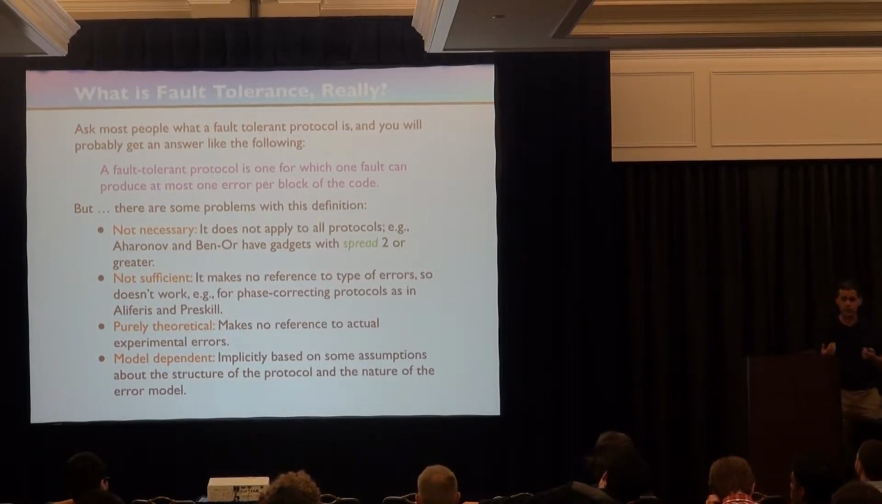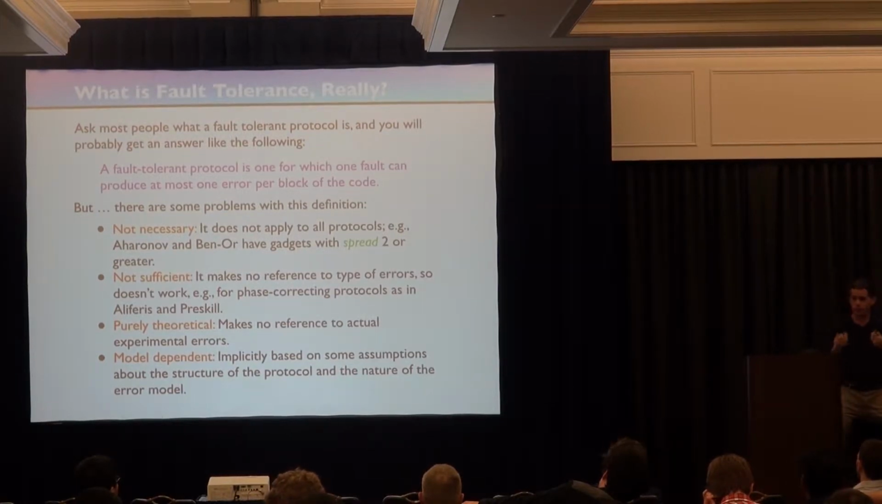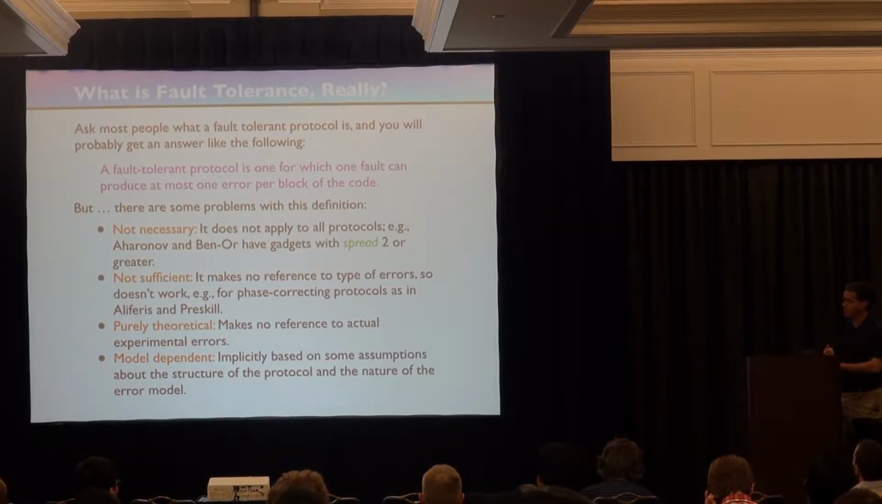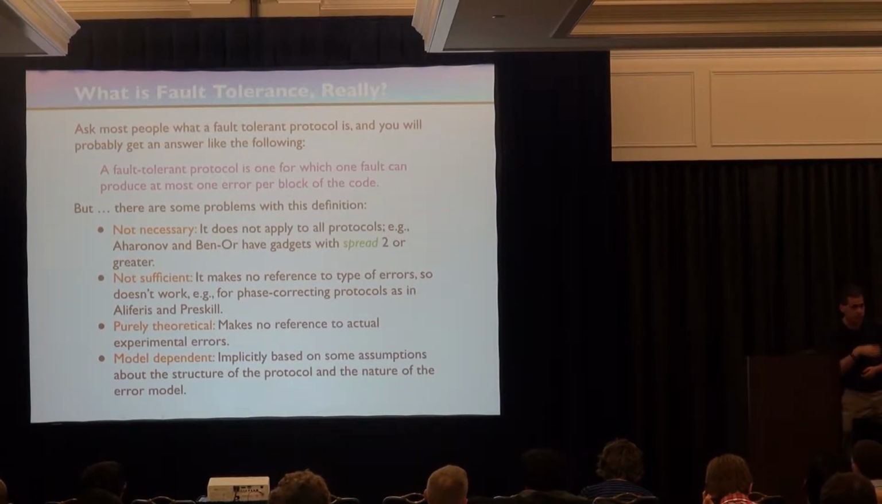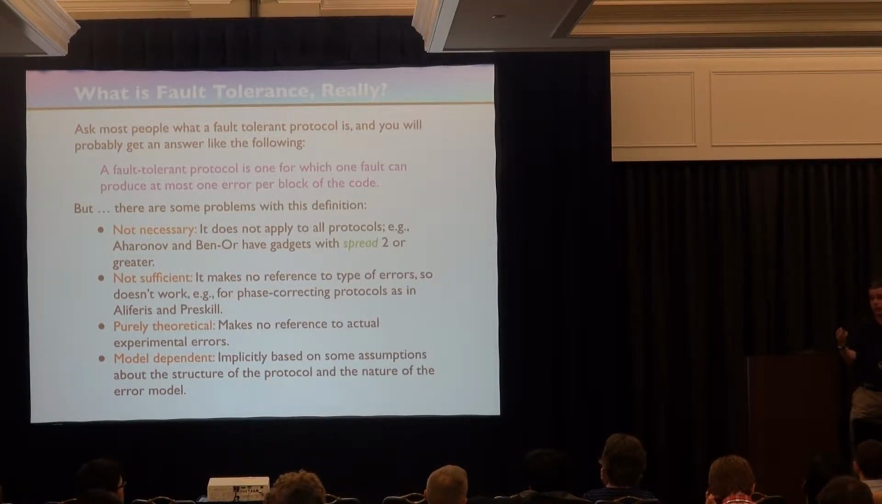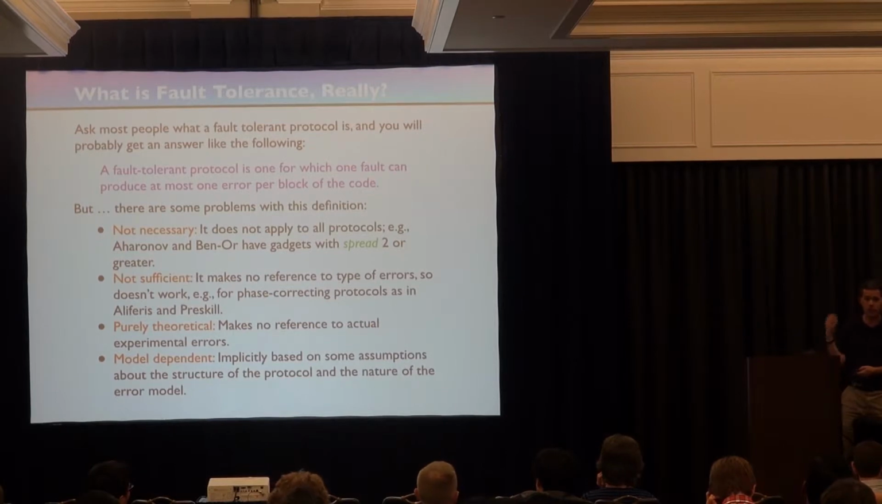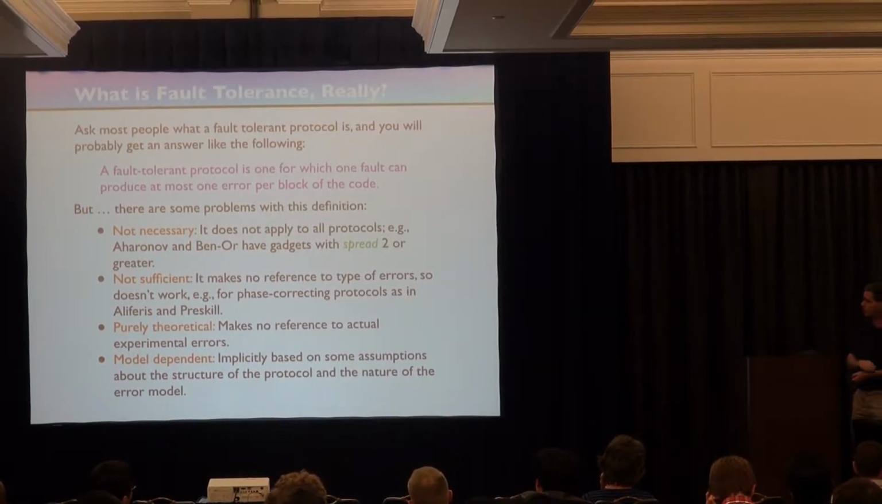So for instance, if you want to talk about phase error correcting codes and fault tolerant protocols for those, or bias noise, or a variety of things like that, this is not going to help you, right? Because it maybe captures part of what's going on, but if you have one fault that causes an error of a type that you don't know how to correct, even though it's just a 1-qubit error, this definition is clearly not leading you in the right direction, right? You need to add something to it in order for it to be right.